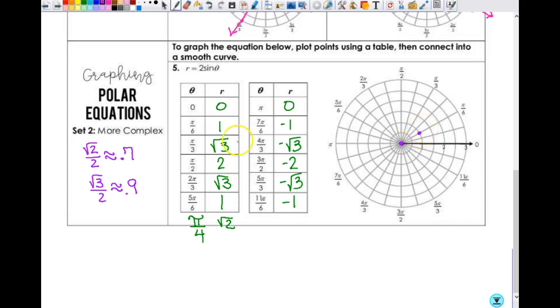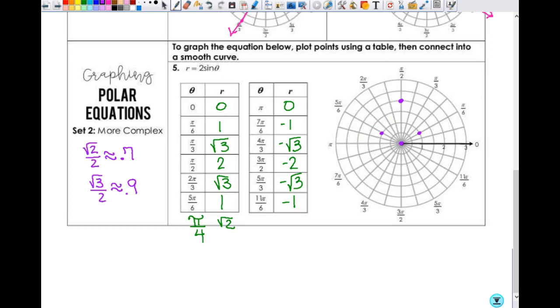Okay, now we're going to skip this one for now because it has to be an estimation. Let's do the easy ones. Pi halves is at 2. So when the angle is pi halves, my radius is 2. Always pay attention to the scale on that polar axis because it hasn't been exactly the same every time. And then when I go to 5 pi 6, the radius is 1.